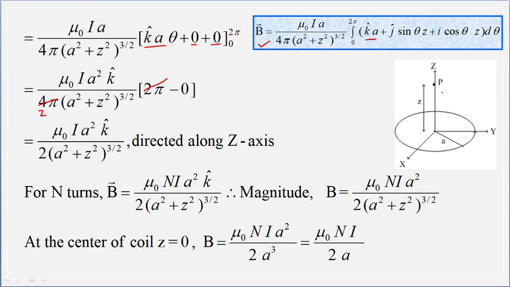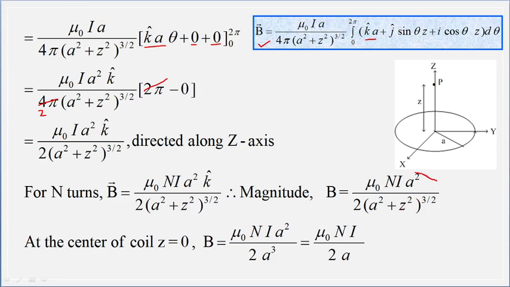All will be along the z-axis. So to find the total magnetic field due to all the loops, you multiply by n, the number of turns. So it results in mu naught n I A square K cap divided by 2 (A square plus Z square) raised to 3 by 2. Then when you take the modulus of this, the magnitude B equals mu naught n I A square divided by 2 (A square plus Z square) raised to 3 by 2.